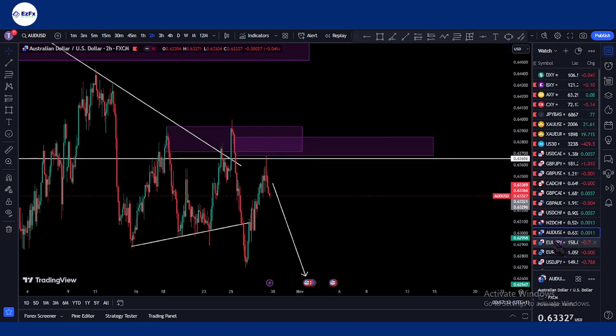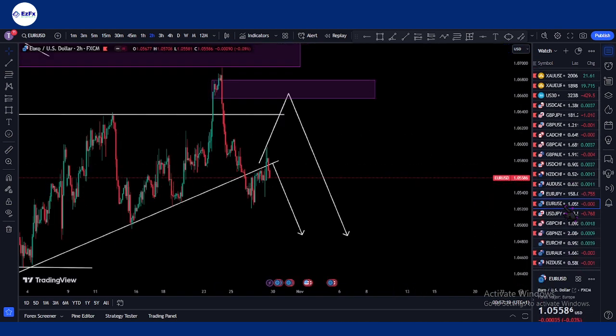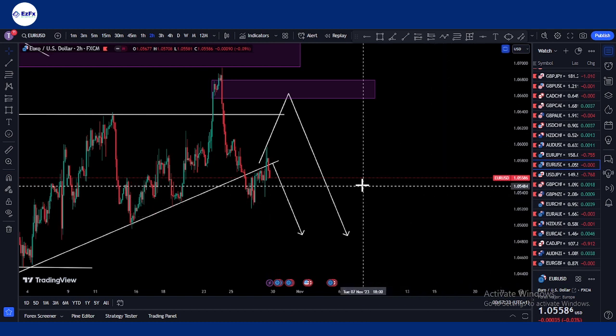All right, to continue bearish. I hope that is clear. Next up, we'll be looking at Euro USD, and then we'll look at USD JPY, and we will be calling it a night. All right, so let's quickly look at Euro USD.